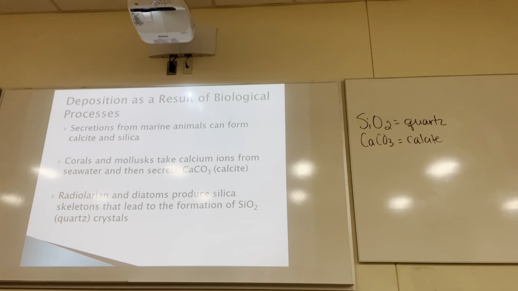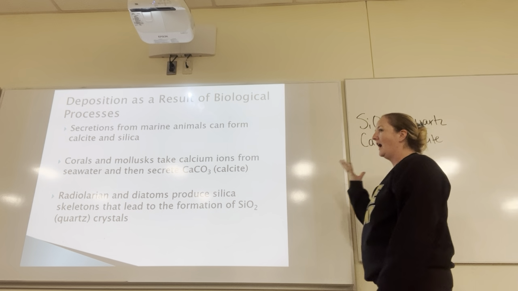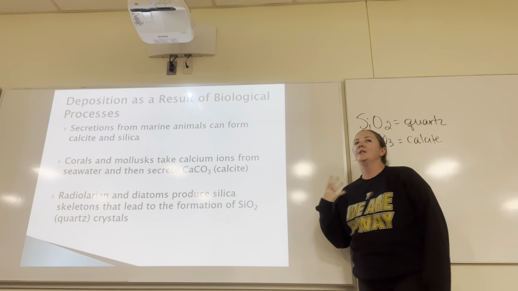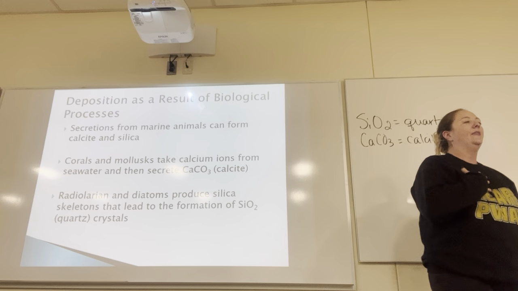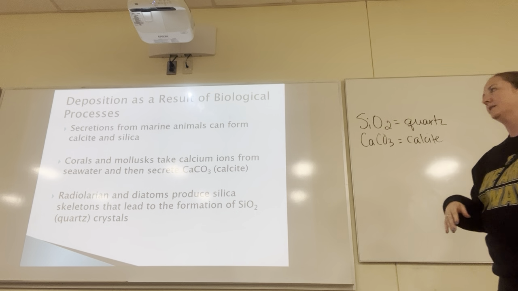Now, the last way in which a mineral can form is through deposition by biological processes. Even though we said that minerals don't come from organic processes, there are some exceptions. There are certain animals that live in the ocean, and they draw ions in from the seawater and use them to help build their shells. That can be shells of calcite or shells of silica, depending on what the organism is.